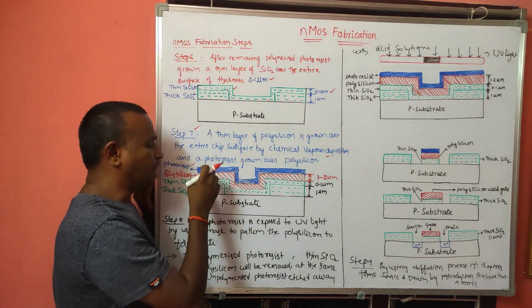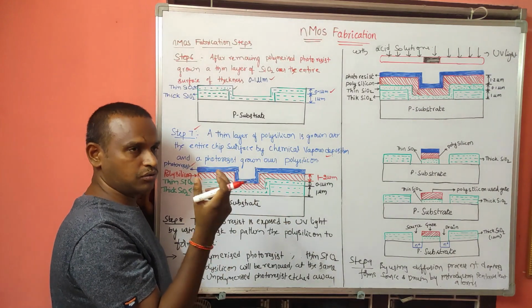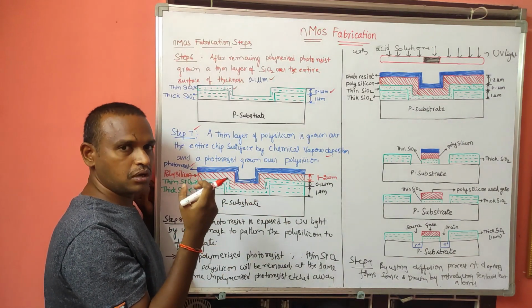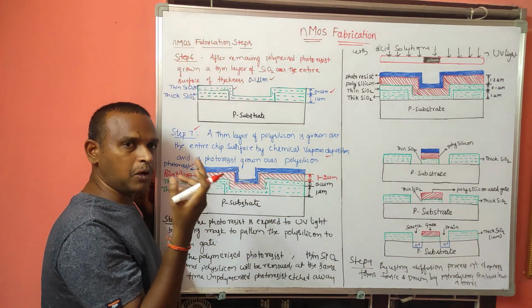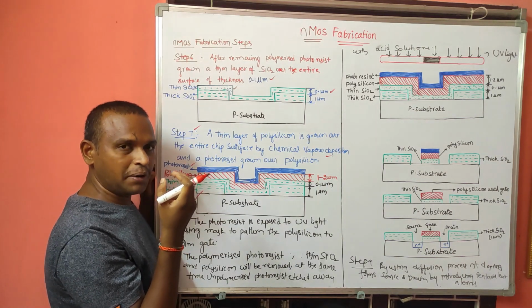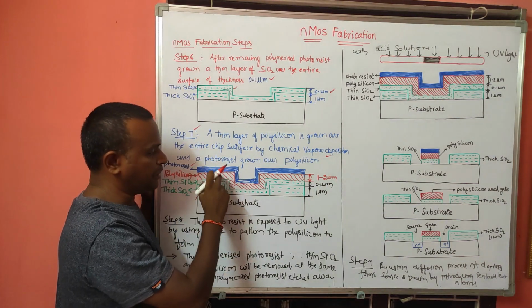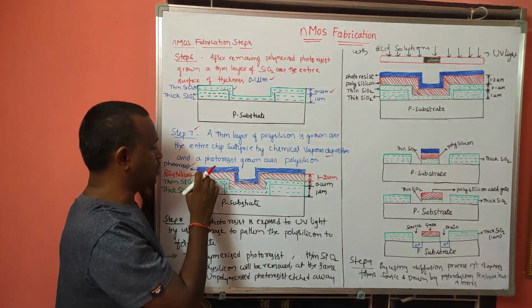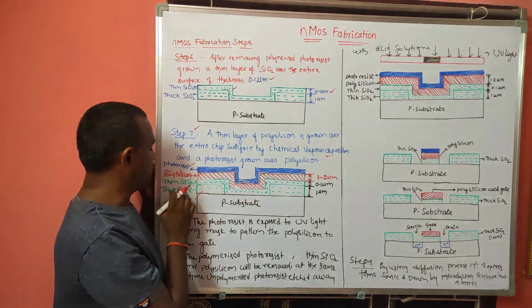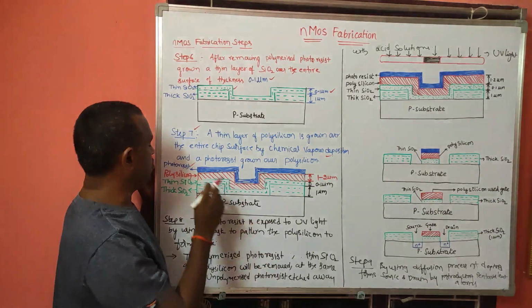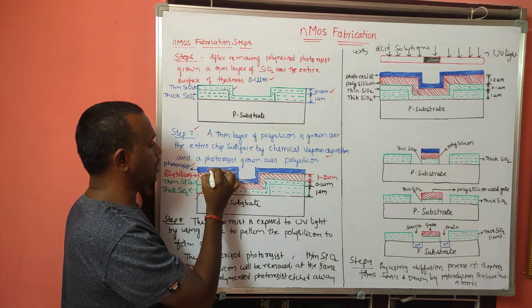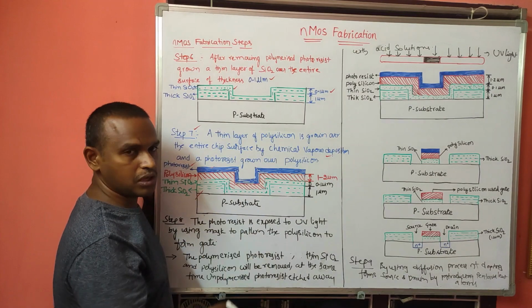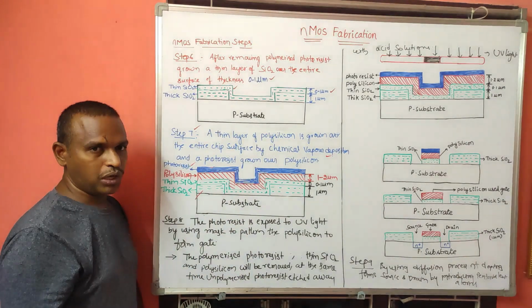Our color coding, that is schematic, what we call stick diagrams and layouts: the polysilicon will be represented with the red color, and it will be represented like that in the layout design. That's why I have represented the same thing here, polysilicon. So here we have photoresist, this is totally photoresist, and this one is the polysilicon. So this is the seventh step.